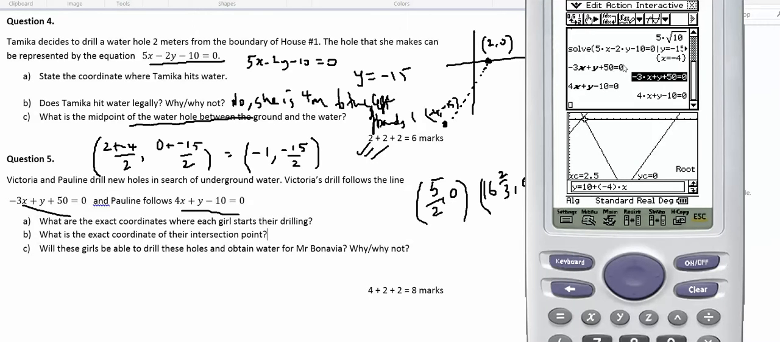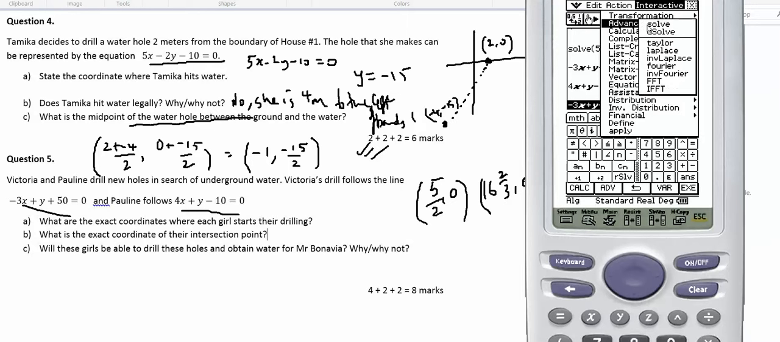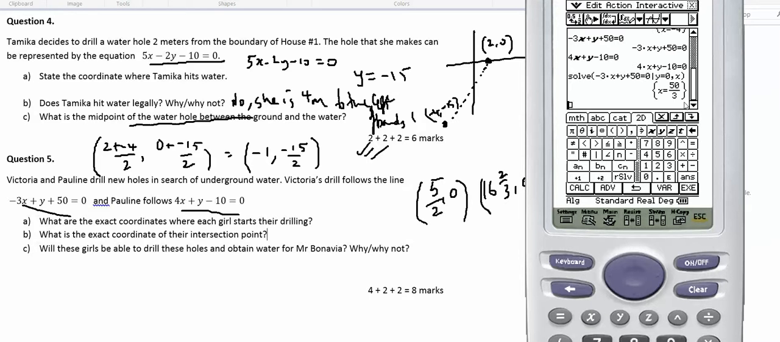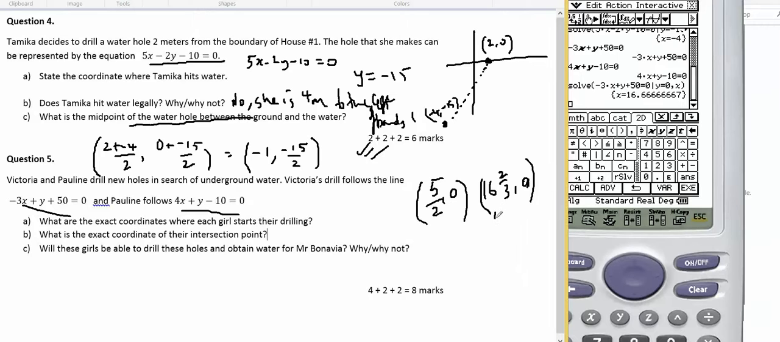Now with this first one, that's the one that gave me 16.6666. If I go analysis, given y equals 0, that will give me my x-intercept. Solve for x, and that gives me 50 on 3, and 50 on 3 is the same as 16.67, so that's 50 on 3. If I wanted to express that as an improper fraction.